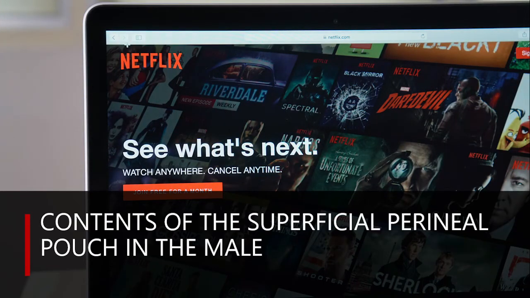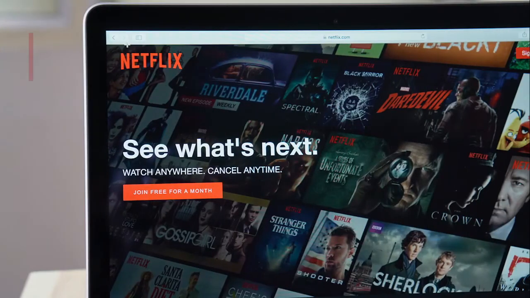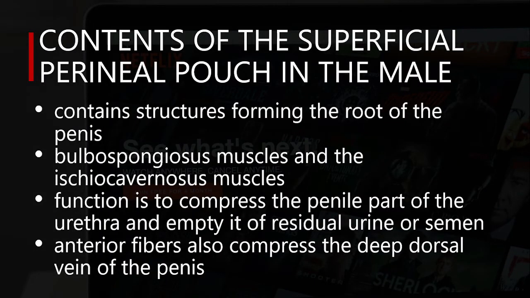So, next is the contents of the superficial perineal pouch in the male. The superficial perineal pouch in the male contains structures forming the root of the penis, and it has bulbospongiosus muscles and ischiocavernosus muscles. The function is to compress the penile part of the urethra and empty the residual urine or semen. The anterior fibers also compress the deep dorsal vein of the penis.